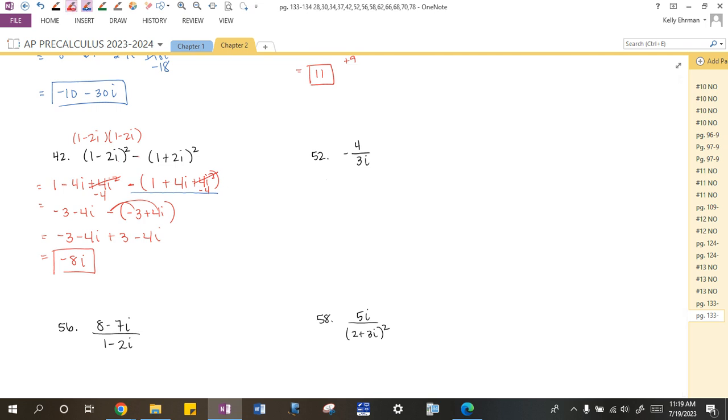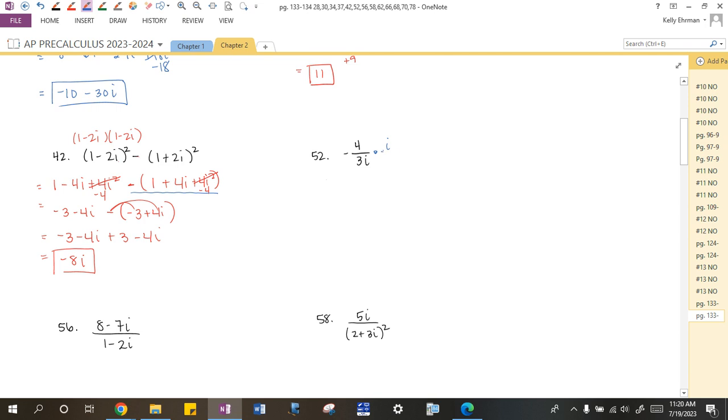Next group of problems are some division problems. So our first one is negative 4 divided by 3i. So we had this in our notes. If you are just dividing by a monomial, you have to rationalize the denominator. And the 3 is not important, nor is the negative or the 4.